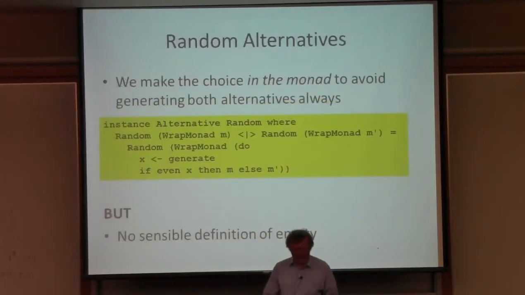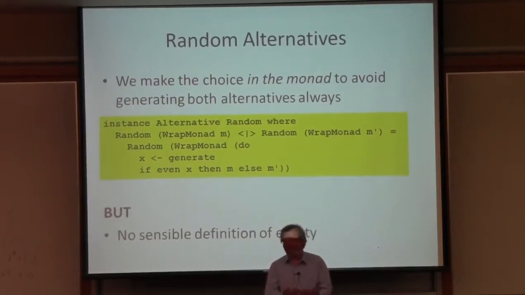Oh, no, I can't. I also have to define a random alternative, of course. So I can make random an instance of this alternative class. And, of course, I don't want to generate two random things and then choose between them. That would be expensive. I want to make a choice, therefore, in the monad so that I can avoid generating both operands. But that's easy to do, too. Here we go. If I take two wrapped monadic computations, then I'll just generate a random value, 30 random bits. I only need one of them. If I get an even number, I'll choose m. Otherwise, I'll choose m prime.